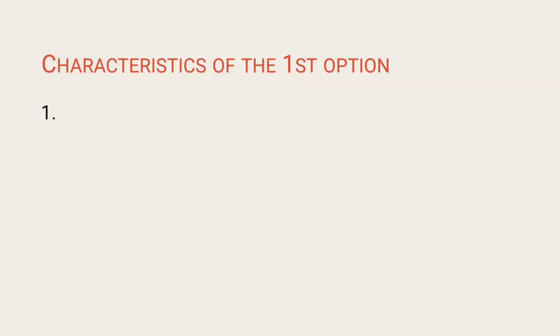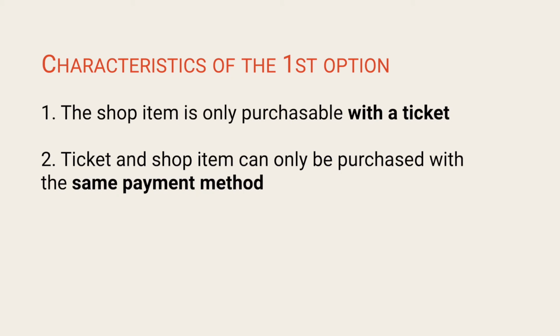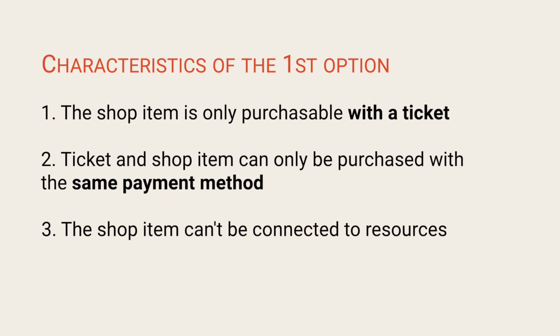Thereby, to purchase a merchandise item, the customer must always have tickets in his cart. He can't buy them independently from the tickets. Also, the customer pays with one payment method. He can't buy the product and the tickets with two different methods. And you can't connect your items to any resources. The only way to control the quantity is by defining it in the item settings.